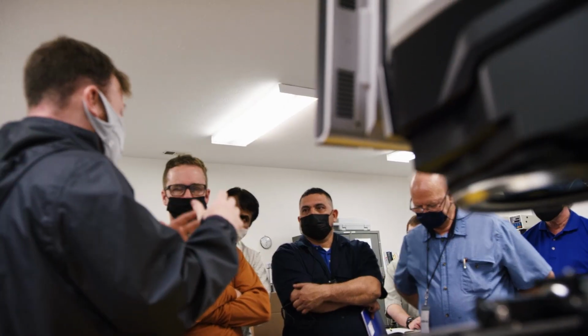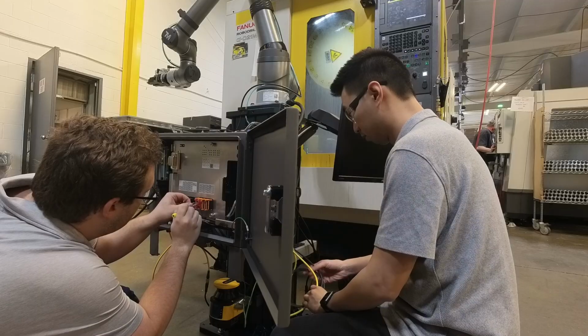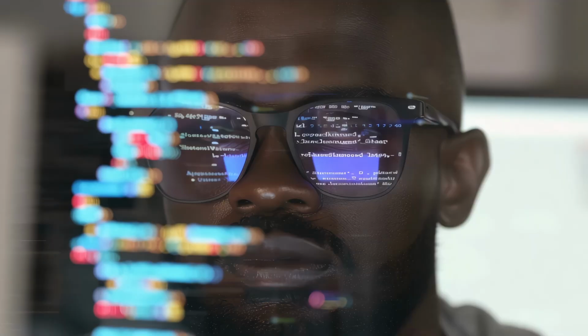Evaluate your workforce size and composition. Determine if there are enough qualified staff to manage the new technology, or if new hires are required, like automation technicians, engineers, or IT professionals.